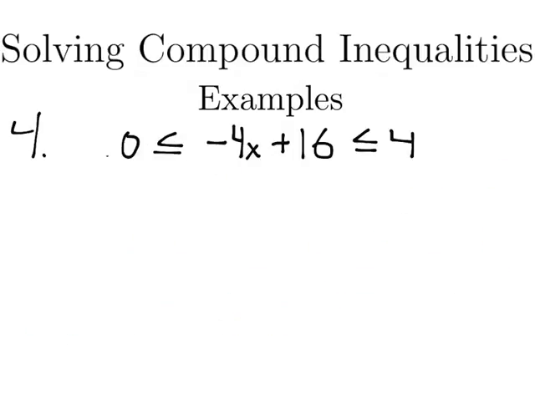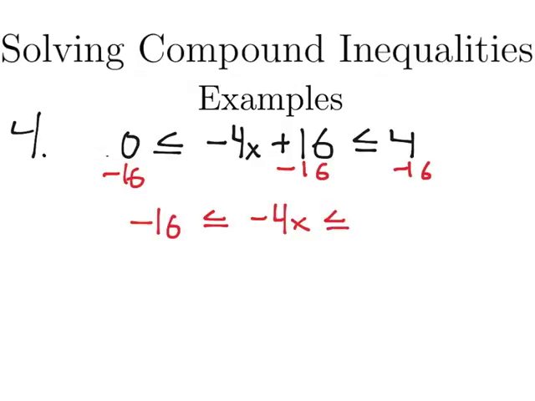For number 4, we have an AND inequality. So let's just start by putting x in the middle. So I'll subtract 16 from all sides, and it'll leave me with negative 16 is less than or equal to negative 4x, which is less than or equal to negative 12. Now I have to divide by negative 4. Because I'm dividing by a negative, I'm going to have to switch these signs around.